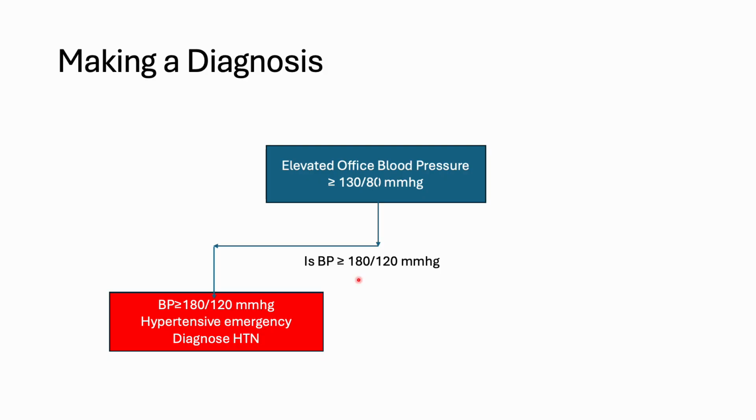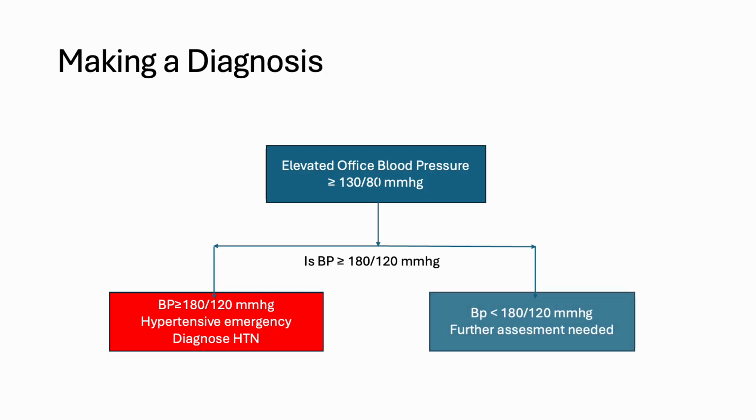So a single value of very high blood pressure reading, like more than 180 over 120, is enough to diagnose the patient as having hypertension. Now, you don't leave the patient as such, you treat it, whether it's hypertensive emergency or urgency. But yes, you can diagnose the patient as having hypertension. Let's say the blood pressure is not very high, it's less than 180 over 120 millimeters of mercury. Then can you label the person as hypertension based on one reading? No, you can't. You need further assessment.